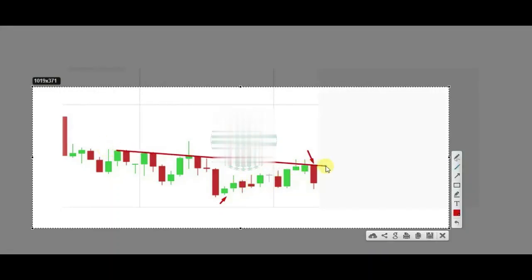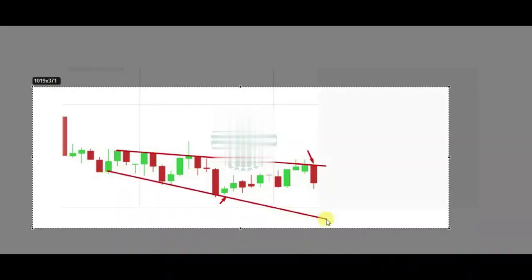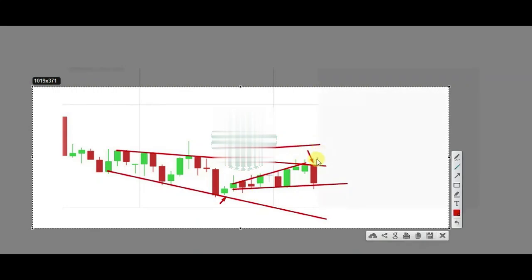We know this is a level. We know this is a level too. Okay, and this is a level. We don't need to draw all the levels because we know all these levels. And here you can see this is a buyer's entry level. This is a buyer's entry level. Okay, that line should not be 100% straight.